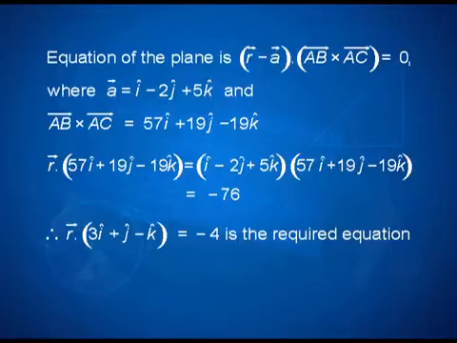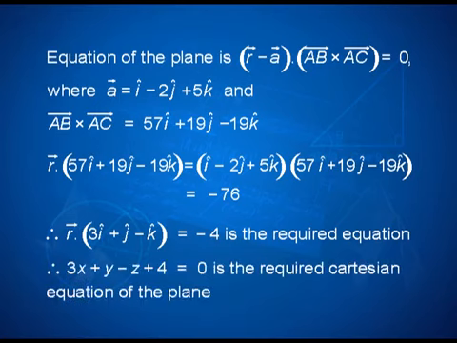To rewrite this in the Cartesian form, all you have to do is replace vector r with xi cap plus yj cap plus zk cap, and the dot product will give me 3x plus y minus z equal to negative 4, which I can rewrite and simplify as 3x plus y minus z plus 4 equal to 0, and that is the required Cartesian equation of the plane.